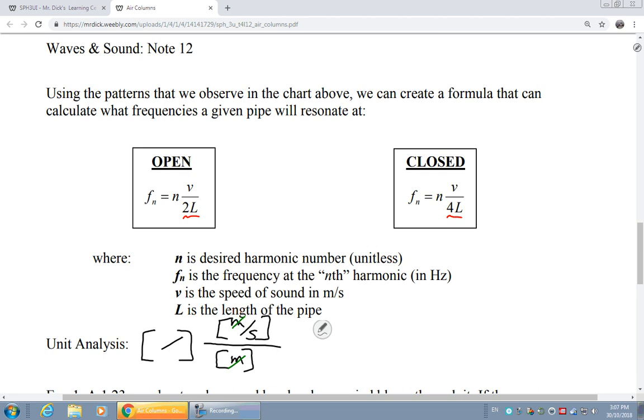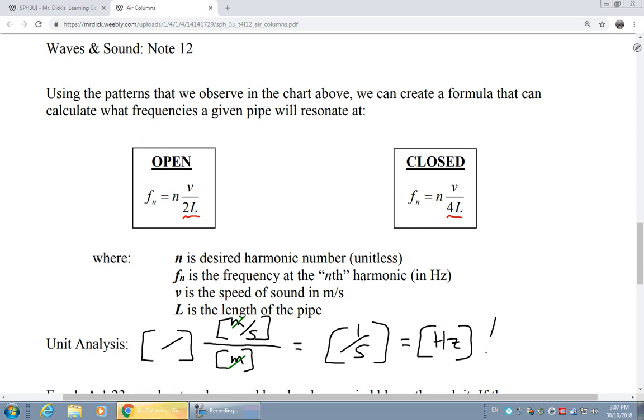And so what we're left with is just a unit that has really no unit on top, so I'll just leave the number 1 there in its place, and then seconds on the bottom. So we end up with this unit that's 1 over seconds, or 1 divided by seconds, which is really exactly what we mean when we talk about hertz. That's what a hertz is. And so even though we're doing some weird things with velocity and the length of the pipe, when we divide it all out, it still produces something that's in hertz, the correct unit.